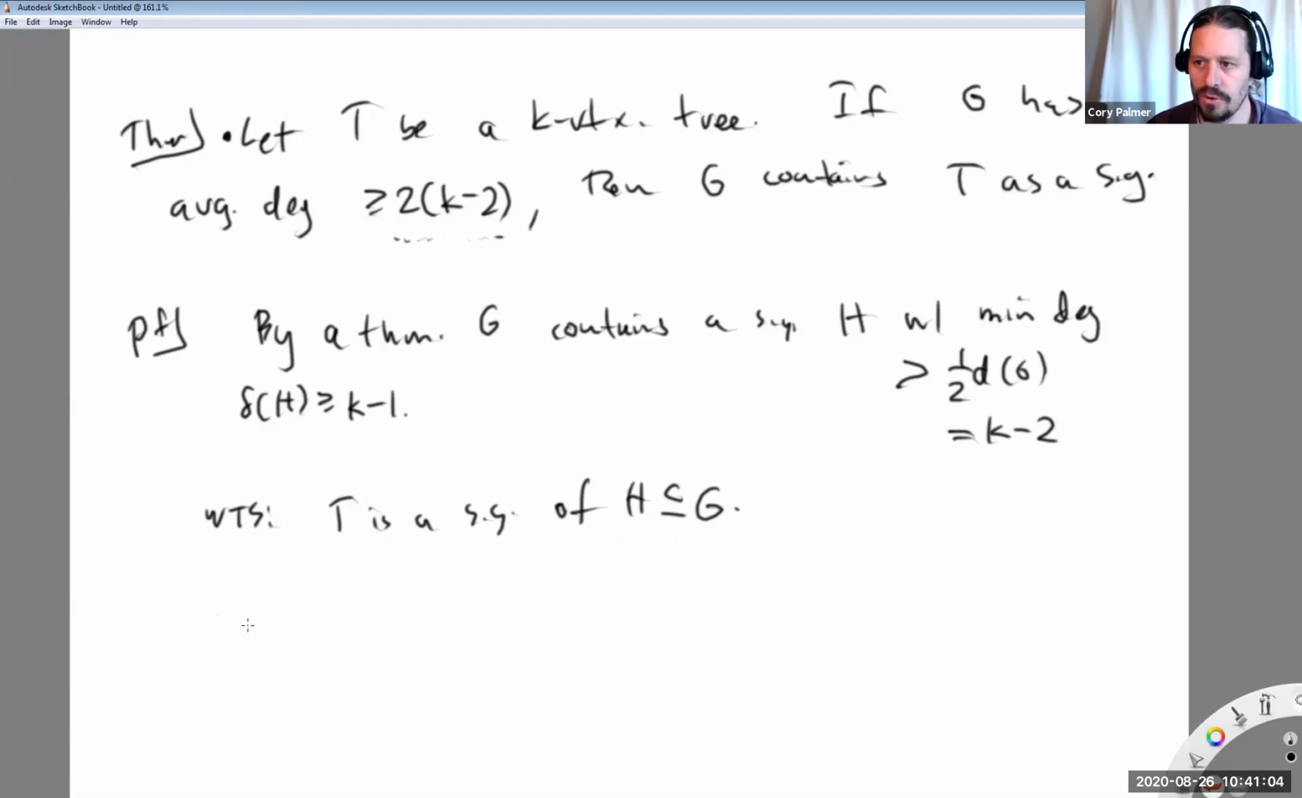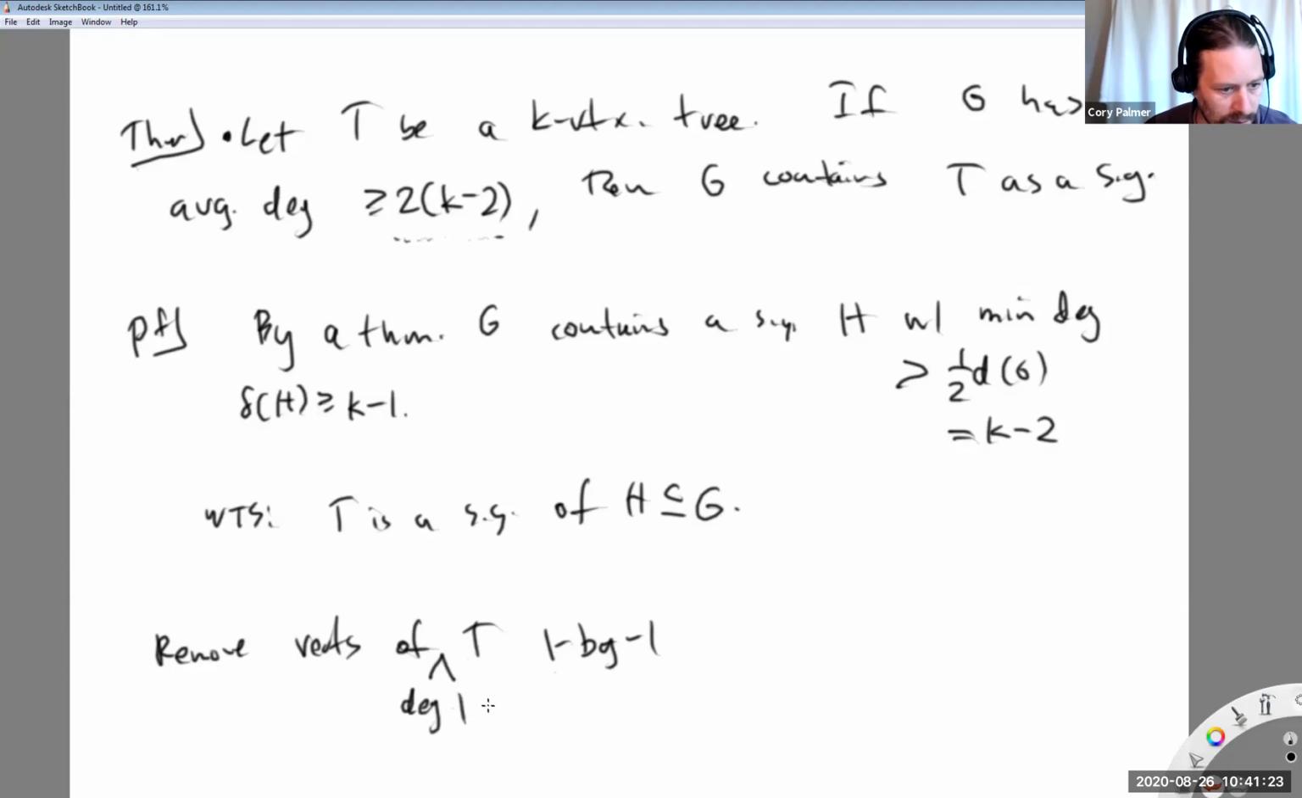I want to enumerate the vertices of T in some fashion. So what I'm going to do is remove vertices of degree 1 of T, one by one. I'm just going to prune this tree. I've got this tree, I'm going to find a leaf. I know it has at least 2 vertices of degree 1, find one and pull it off. Let's look at a picture, because we're actually establishing a result here as well. So let's say we've got this tree like this.